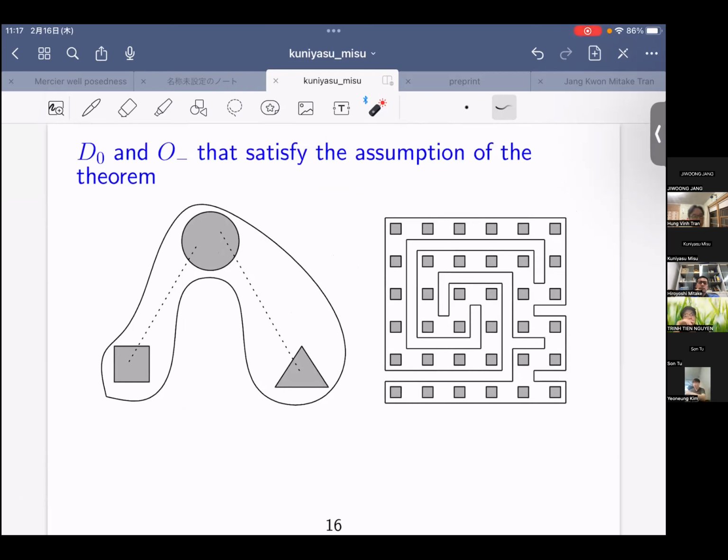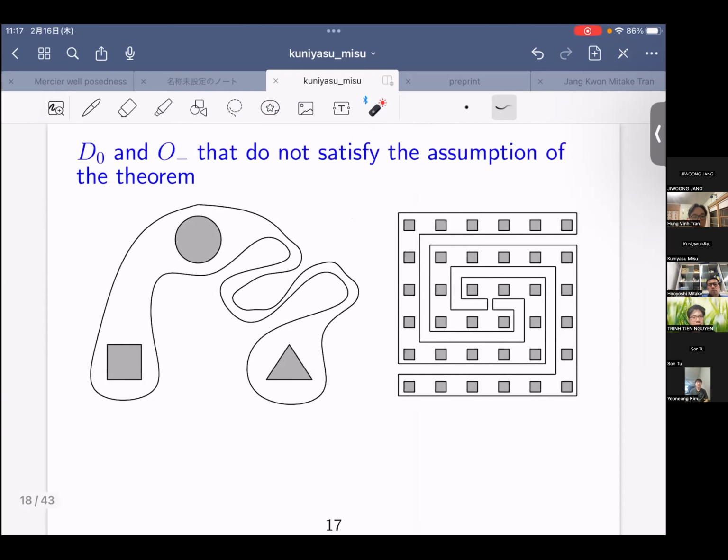This is an example of D0 and O minus that satisfies the assumption of the theorem. And this is an example of D0 and O minus that do not satisfy the assumption of the theorem. I think from my intuition, even in these figures the same conclusion holds, but I don't know how to prove it.